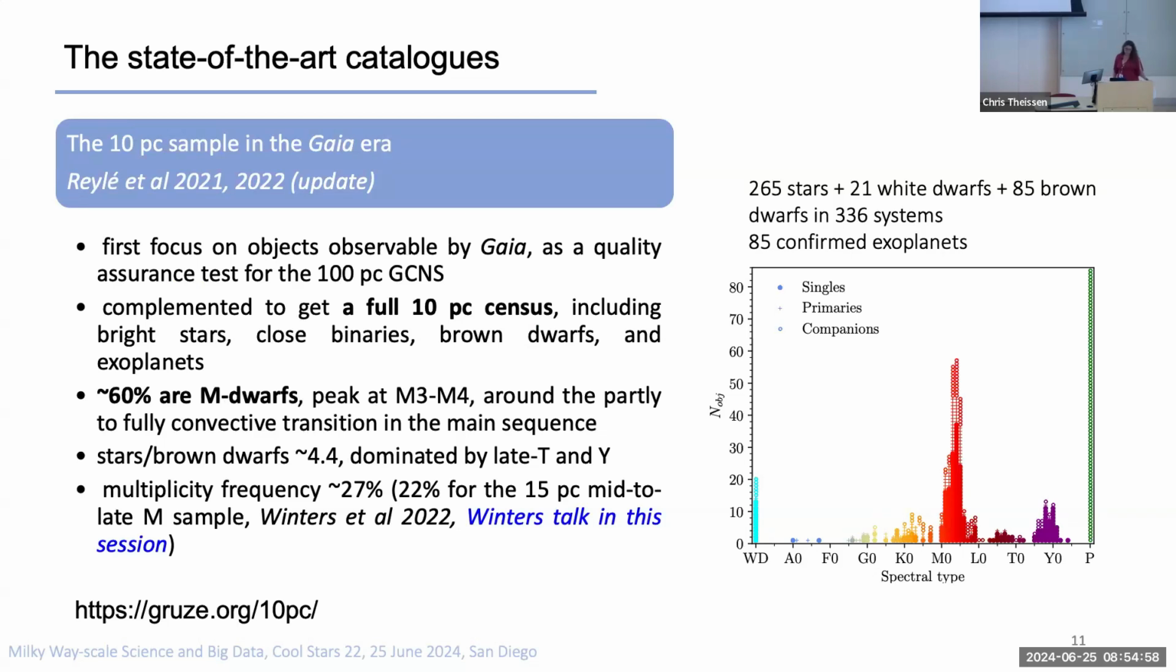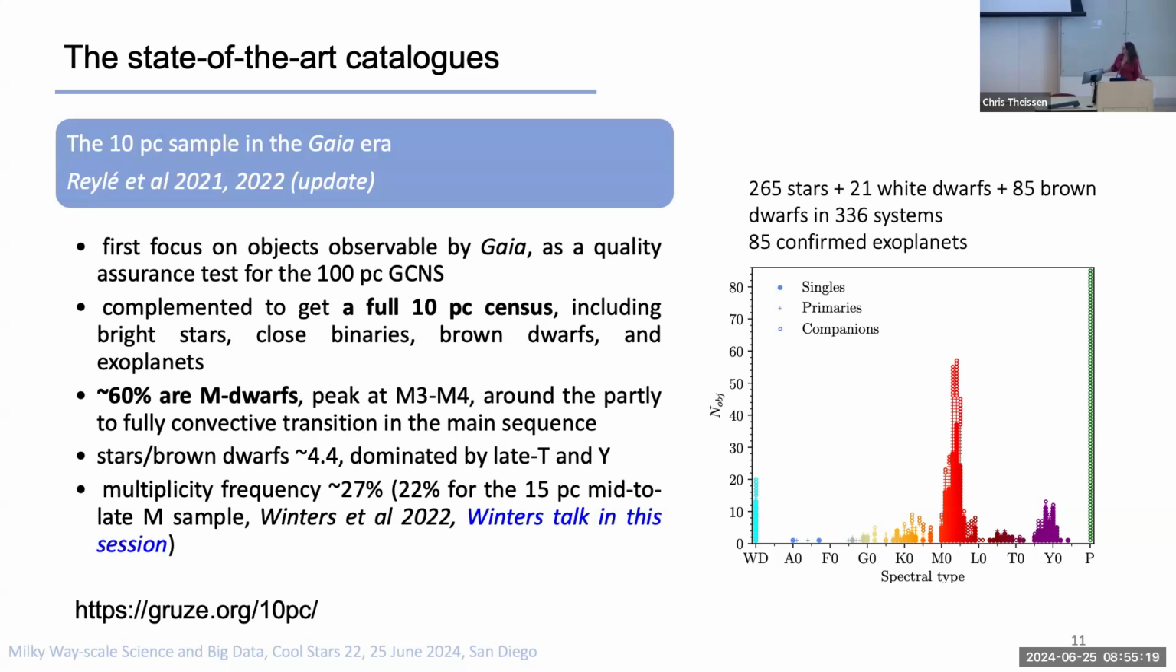Then going to a very small volume, we published the 10 parsec sample some years ago, which was first focused on objects observable by Gaia as a quality assurance for the Gaia catalog of nearby stars. And we complemented it to get a full census, including bright stars, close binaries, brown dwarfs, and exoplanets.